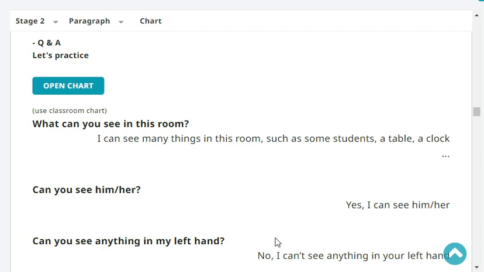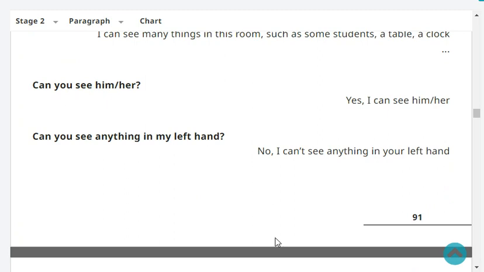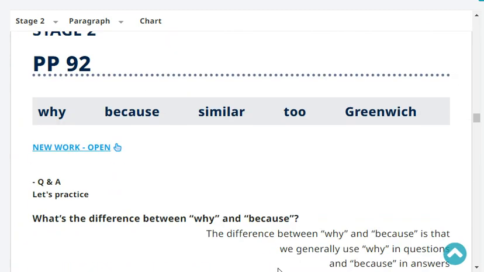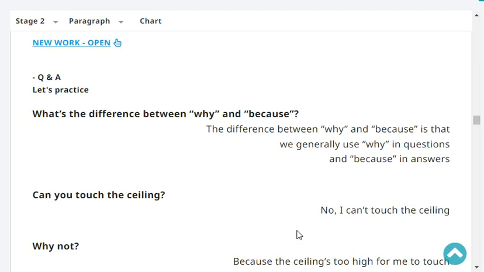Can you see anything in my left hand? No, I can't see anything in your left hand. Very good. Okay, next. What's the difference between why and because? The difference between why and because is that we generally use why in questions and because in answers. Very good.